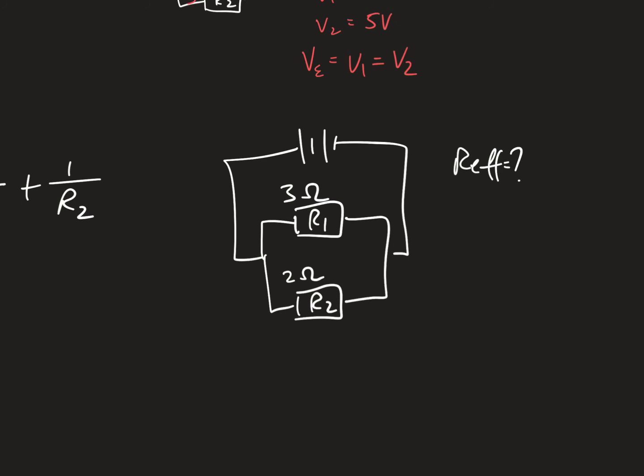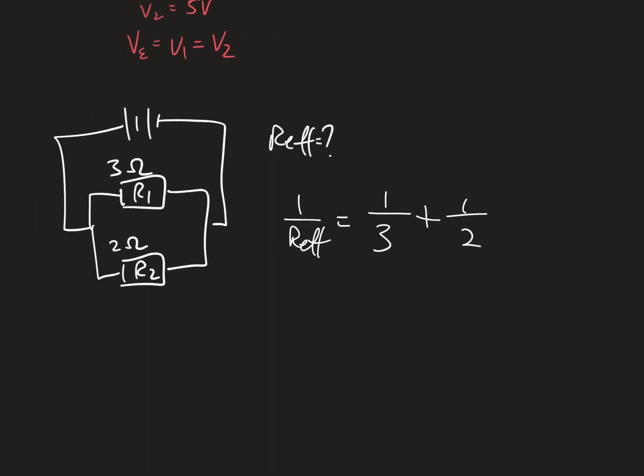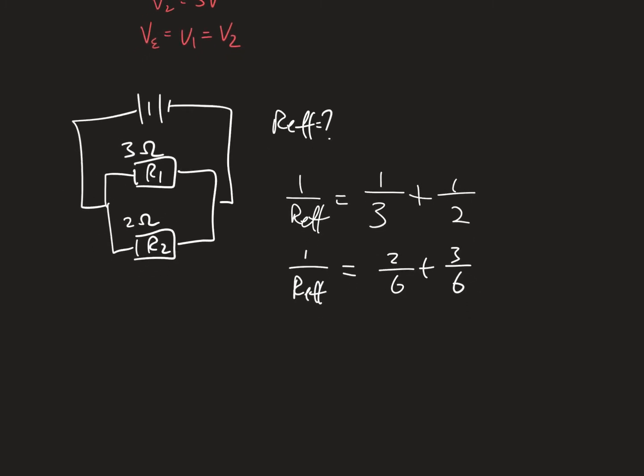All right, first thing to note is it's a parallel circuit. So we have this equation that 1 over R effective is equal to 1 over R1, which is 3, plus 1 over R2, which is 2. We try to simplify this. You can key it into a calculator, or you can use math and solve it. But in any case, this will give you 2 over 6 plus 3 over 6. Then 1 over R effective gives you 5 over 6.